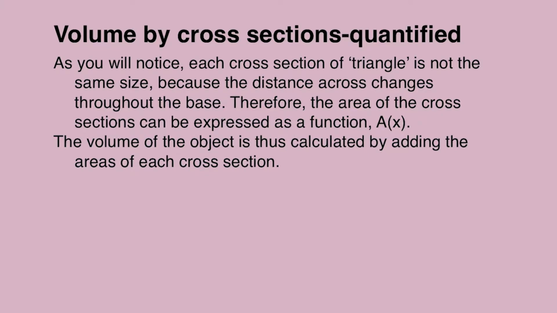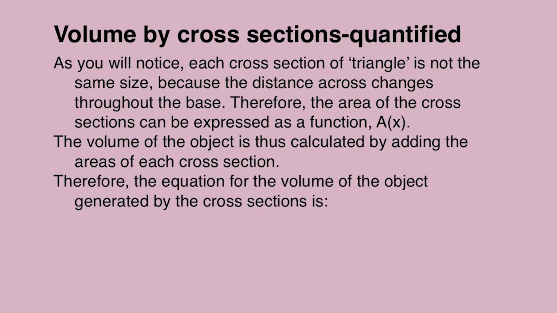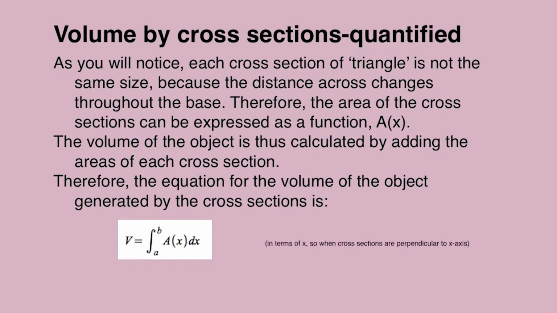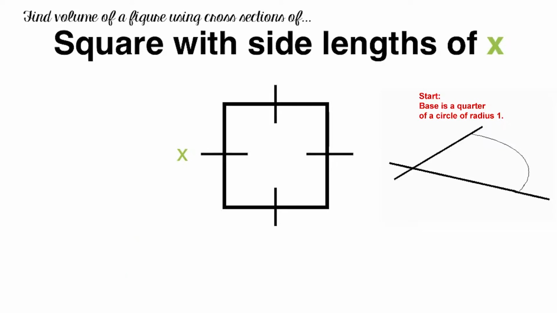Therefore, the equation of the volume of the object generated by the cross-section is V equals the integral from a to b of A of x dx when cross-sections are perpendicular to the x-axis, and V equals the integral from c to d of A of y dy in terms of y, so when cross-sections are perpendicular to the y-axis.